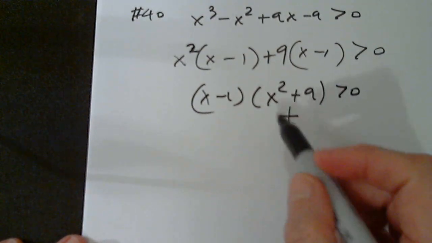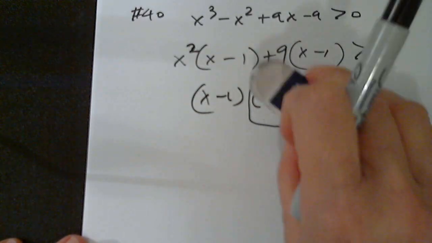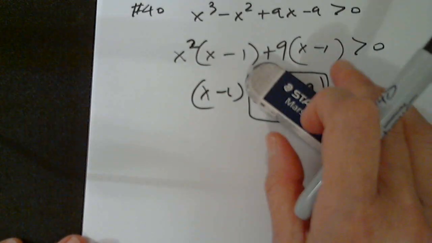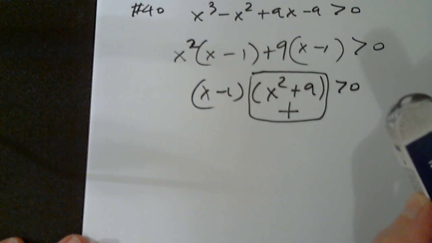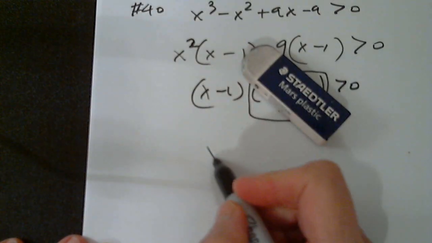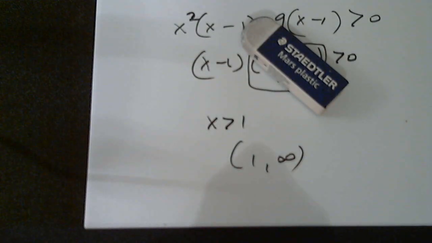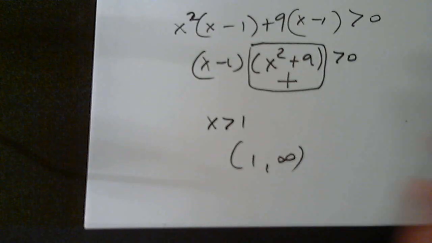This is always positive. I don't have to worry about it at all. I can simply disregard it. A quantity that is always positive is not going to have any effect on anything. So x greater than 1. This is it. So 1 to infinity. There is nothing I can write about that. So x squared plus 9 is always positive. Therefore, it doesn't have anything to say. It will not have any effect on anything.